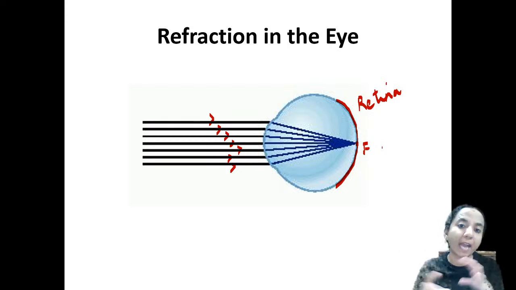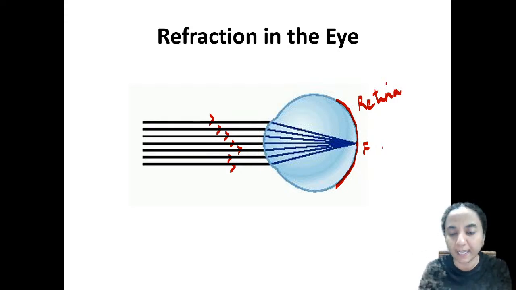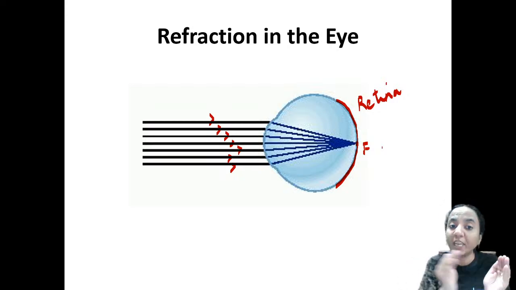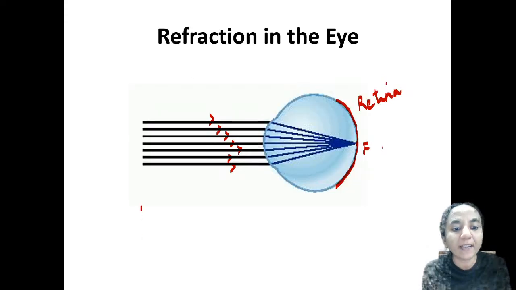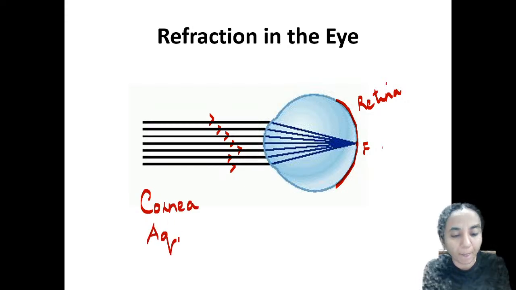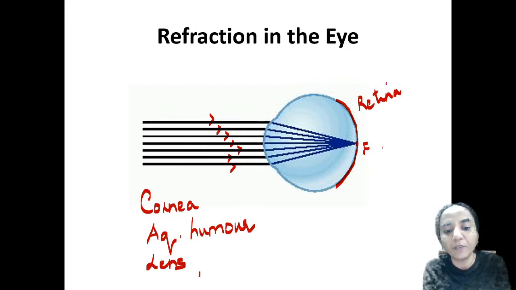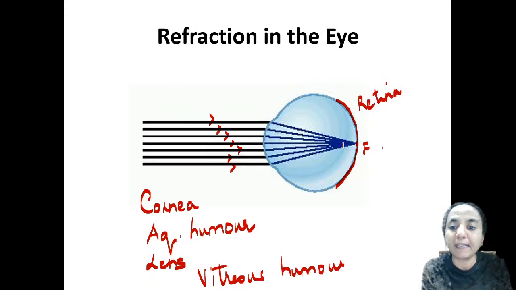Now, when I say that the eyeball is a convex lens, obviously it is an oversimplification. It is basically a combination of media which together function as a converging lens. So what are the refractive media of the eye? The refractive media of the eye are the cornea, the aqueous humor, the crystalline lens, and the vitreous humor. It is through these structures that the rays of light pass, and ultimately they are brought to focus.